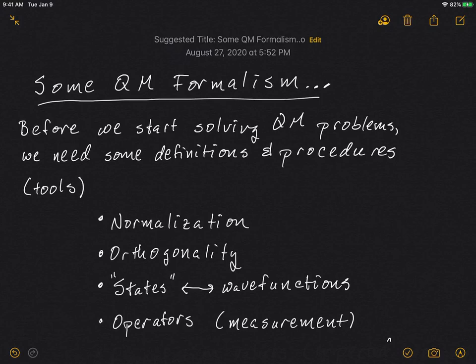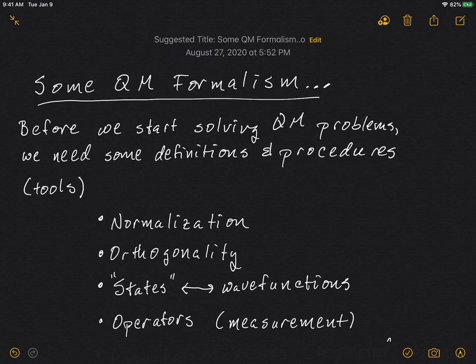Hello everyone. In this video we're going to be talking about some quantum mechanical formalism. So before we start actually solving quantum mechanical problems, we're going to need to have a set of tools in hand. So we need to make some definitions and establish some procedures that we're going to use in solving these quantum mechanical problems.